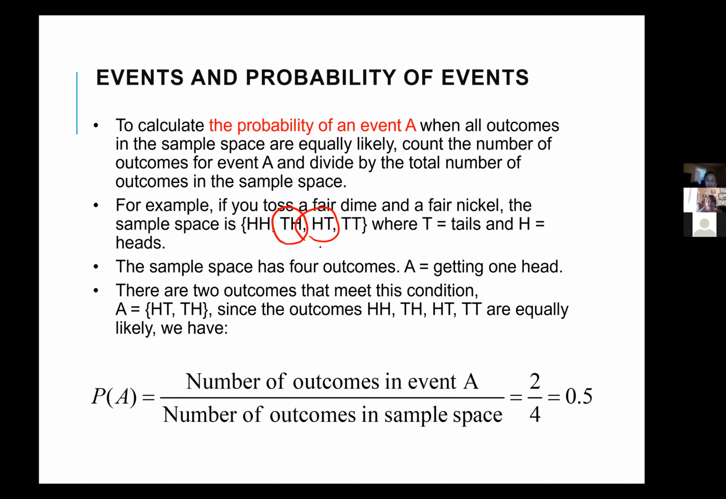So if A is the event that I get 1 head, A can be these 2 possible outcomes out of my 4 possible outcomes total. So the probability of me getting exactly 1 head is the number of outcomes that include 1 head, there are 2 of those, divided by the total outcomes in the sample space, which is 4. So the probability of me getting exactly 1 head when I toss 2 fair coins is 1/2, 2 out of 4, which is 1/2.